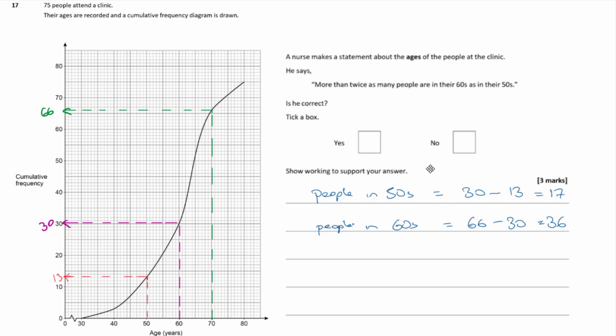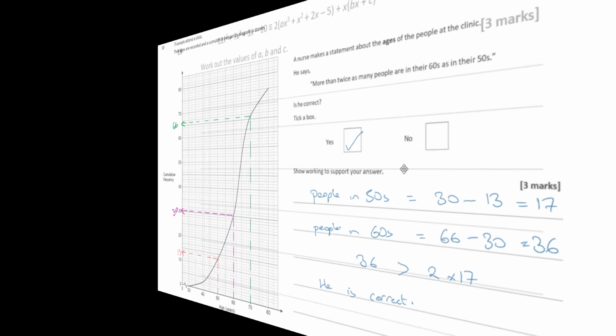Now remember the nurse said there are more than twice as many people in their 60s as in their 50s. Is 36 greater than 2 lots of 17? It is. So I can say that 36 is greater than 2 times 17, which is equal to 34, isn't it? Okay, so he's correct. Okay, so I'm going to tick yes. There are more than twice as many people in their 60s than in their 50s.